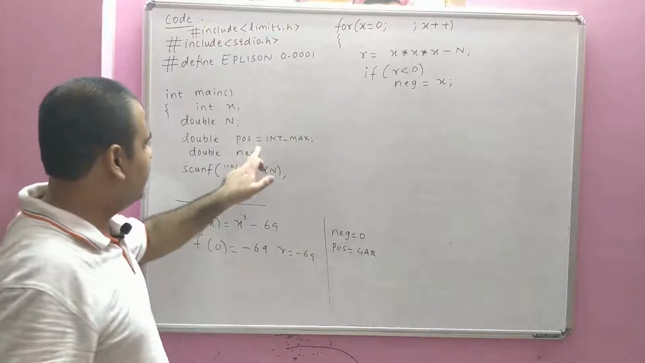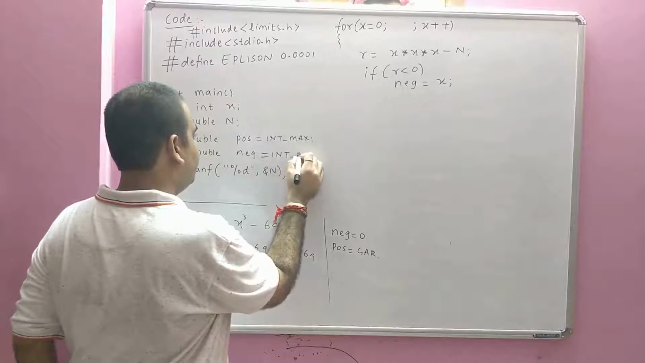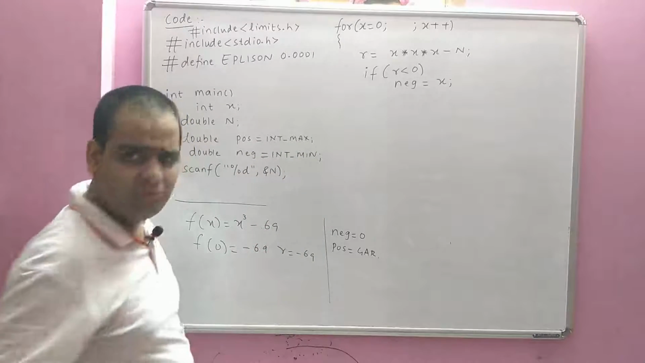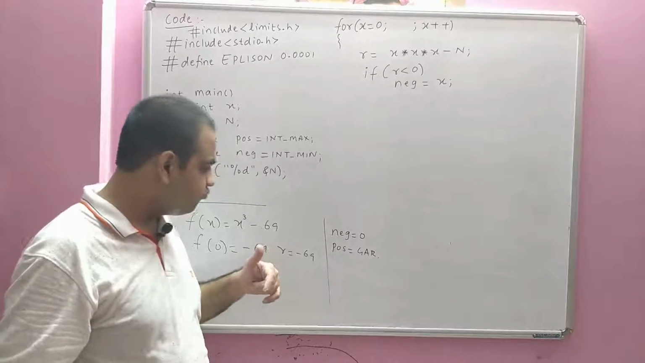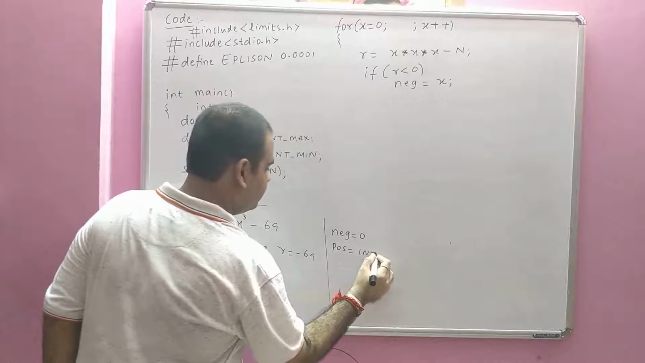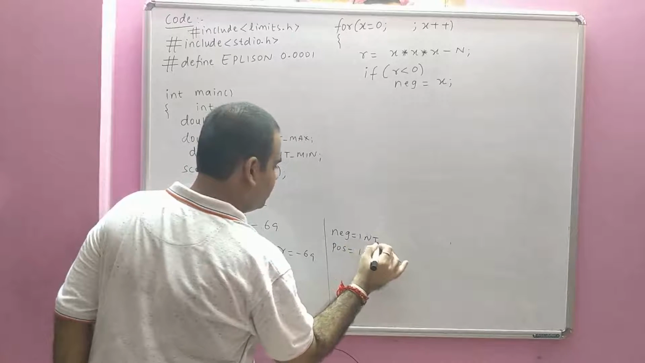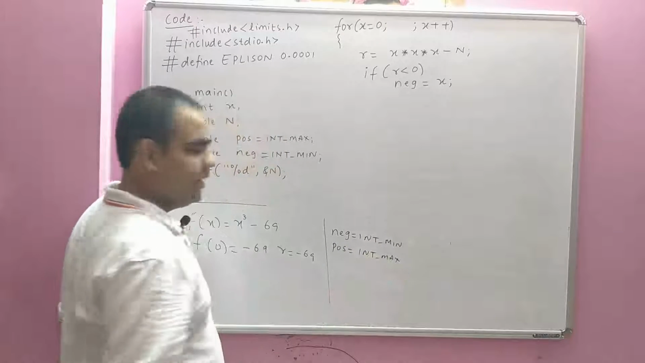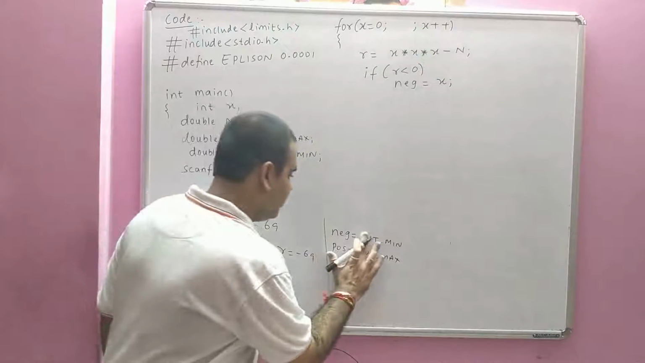Now what about this negative value? Negative value we store it as int min. Now int min is the minimum value that you can store, and it is minus 2 to the power 31. Now to begin with, this is int max and this is int min.